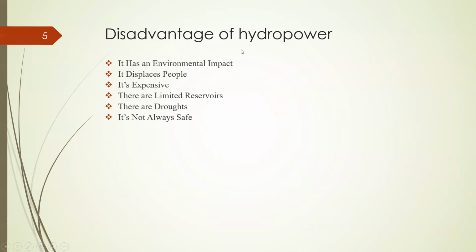Some disadvantages of hydropower are listed below. It has environmental impact. It displaces people from one place to another. And it is more expensive because the initial cost of hydropower is a very large amount. So it is very expensive. There are limited reservoir sites, and dams can fail, so it is not always safe.